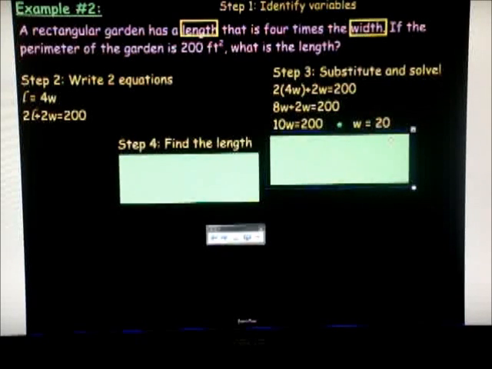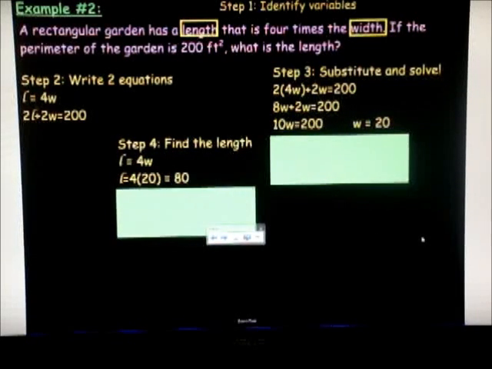Now the question doesn't ask for the width, it asks for the length. But once I know the width, I can find the length. It really doesn't matter what equation I plug into, but in my opinion, why wouldn't you choose the first? I would just go ahead and do 4 times the width, which is 20, and I find that the length is 80.